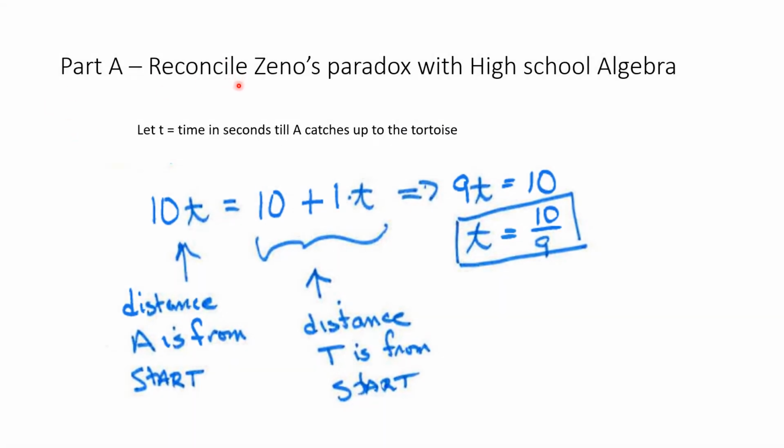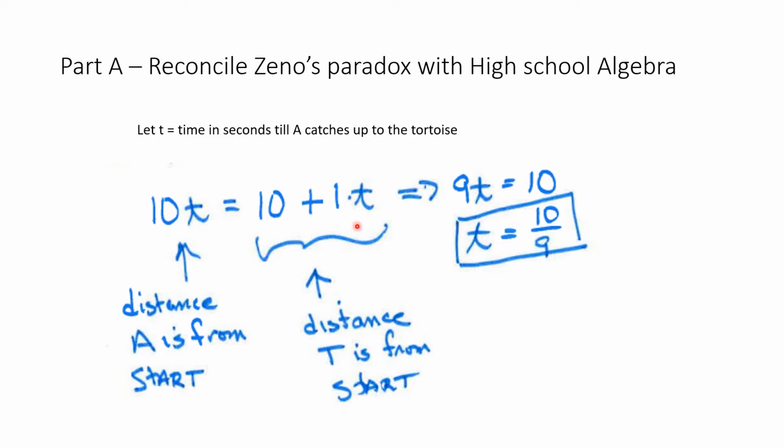Part A, we were to reconcile Zeno's Paradox with high school algebra. So if we let t be the time in seconds until Achilles catches up with the tortoise, they will catch up with each other when the distance they have traveled from the starting line of Achilles is the same. So this is the distance Achilles is from the start, because he went at 10 meters per second for t seconds, starting at 0, and distance is rate times time.